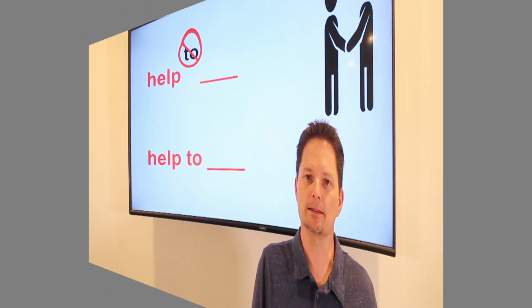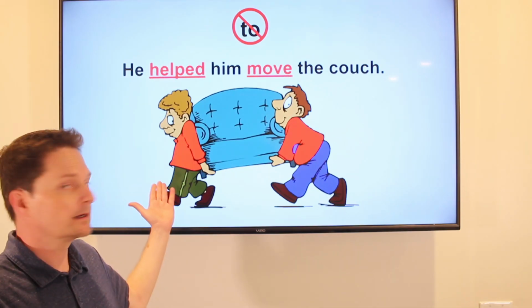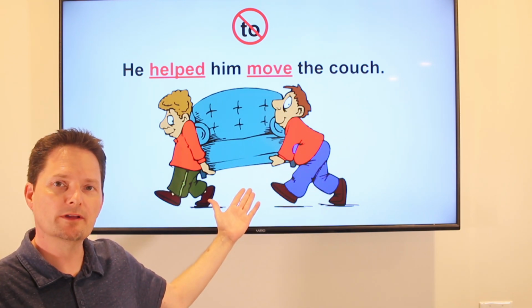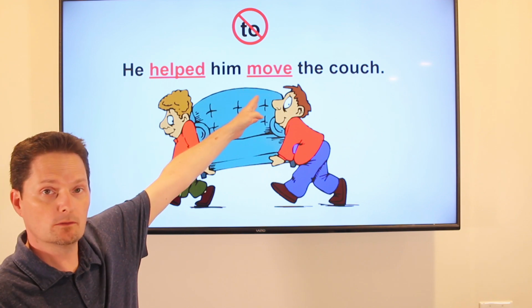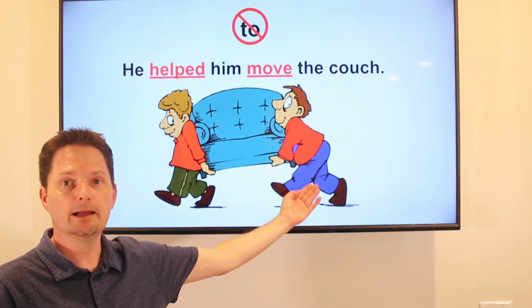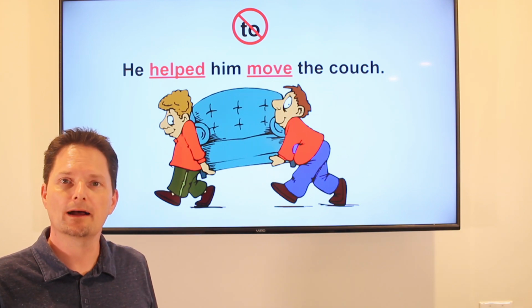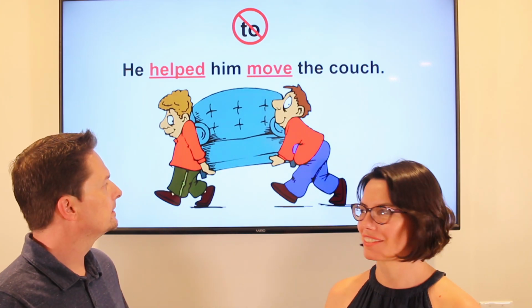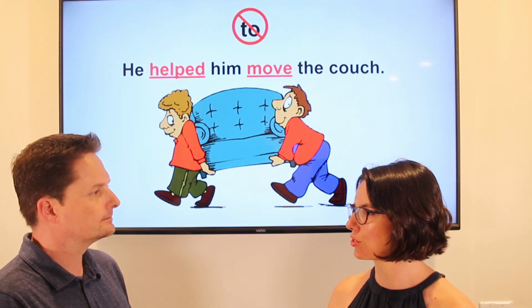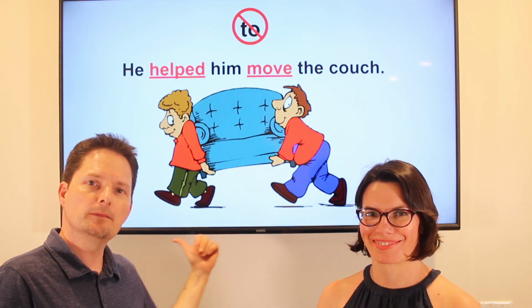Let's practice. Example: this is his couch. His friend helped him move the couch. We see the second action, move, there's no "to". He helped him move the couch. Let's practice. Did he help him move the couch? Yes, he helped him move the couch.